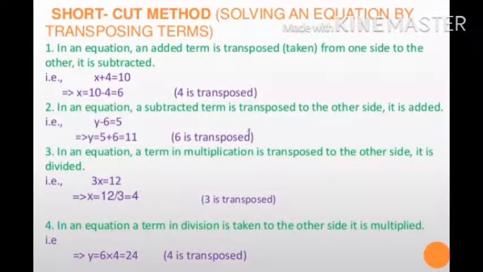If we transpose 3, because this is 3x, meaning 3 multiplied by x, the equation will be x is equal to 12 divided by 3, which is equal to 4. In the fourth example, the question is x upon 4 is equal to 6. Now we transpose 4 to the RHS. So we get x is equal to 6 times 4, which is equal to 24.